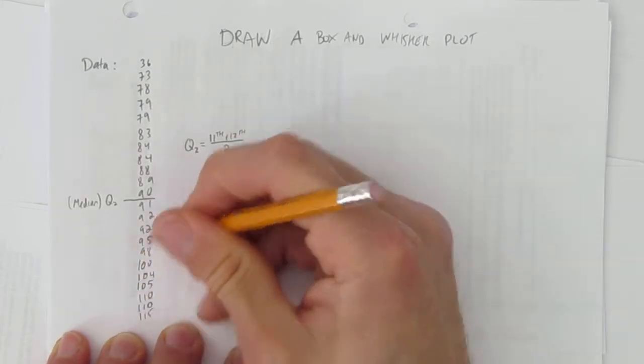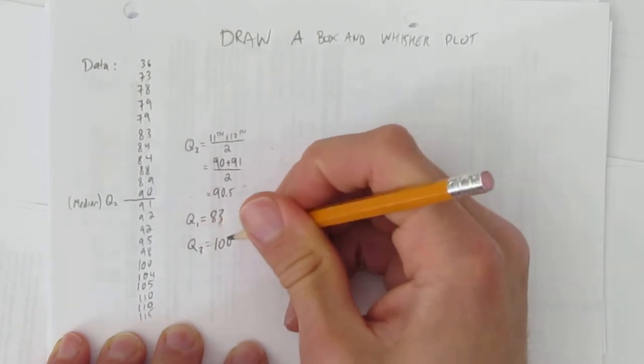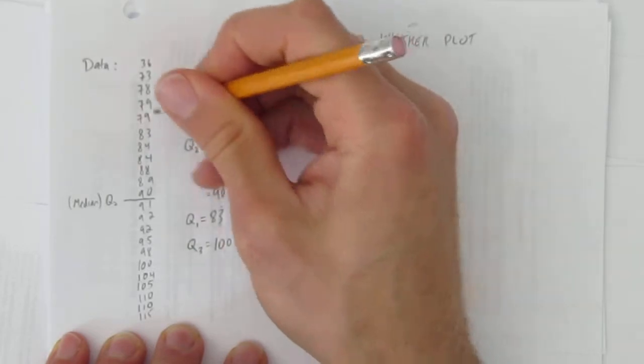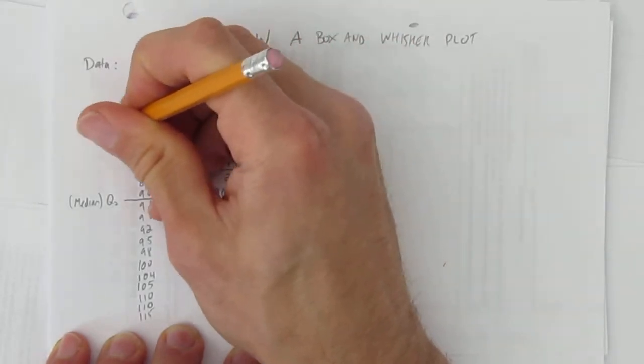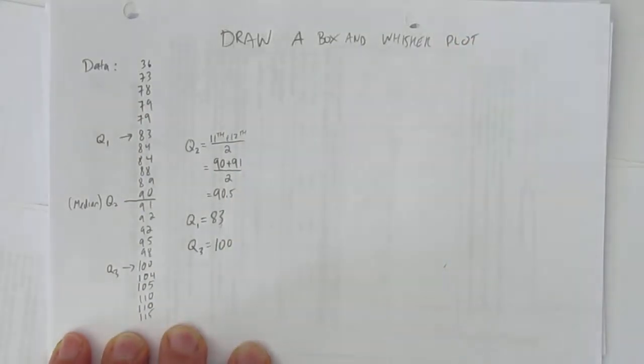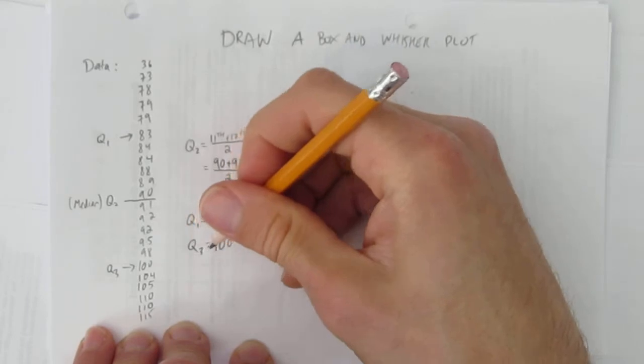To calculate Q3, it's the same. I have 11 numbers here, and the middle is the 6th, so Q3 is 100. It is the middle of the upper half. Let's label that on the diagram too. Here's Q1 and here's Q3. Okay, so far so good. I know what my Q1, Q2, and Q3 are.